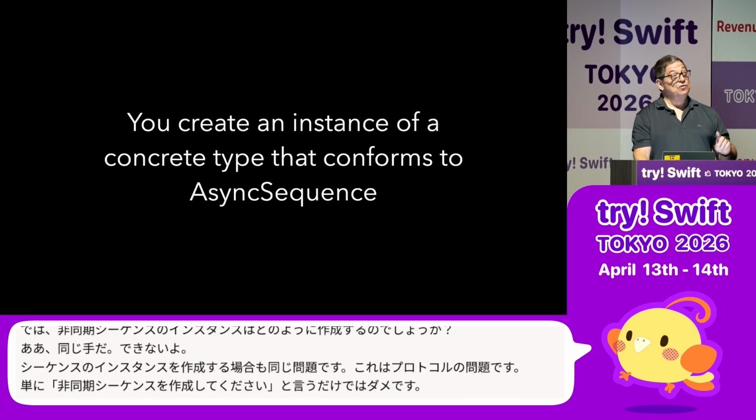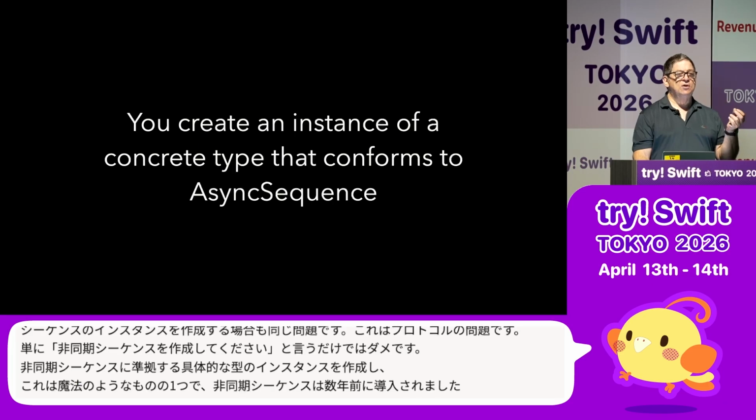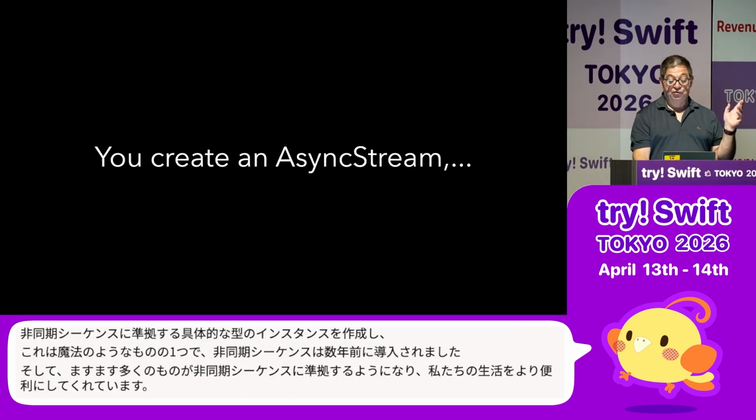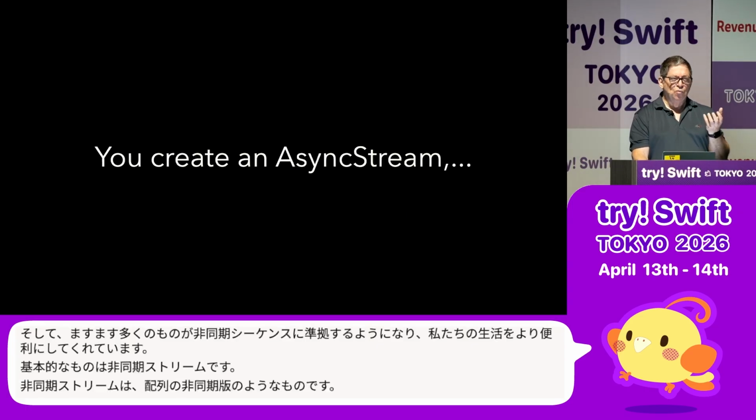You create an instance of a concrete type that conforms to async sequence. And this is one of the magic things: async sequence was introduced to us a couple years ago, and more things are now conforming to async sequence and making our lives easier. The basic one is an async stream. An async stream is kind of the async equivalent of an array. It's sort of our workhorse here.